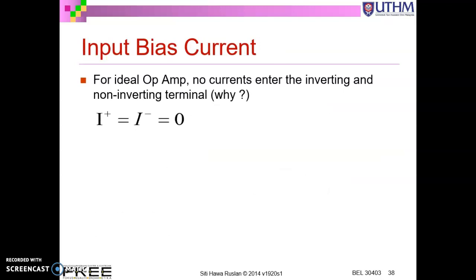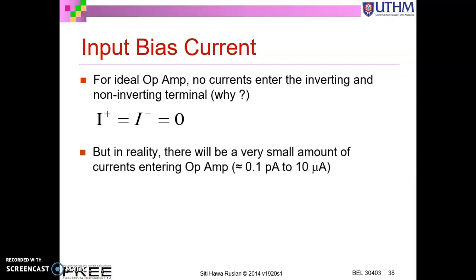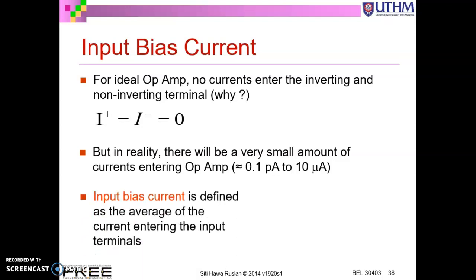We have said that for an ideal op-amp, there is no current entering the op-amp due to the high input impedance, which is infinity. We said that I plus equals I minus and the value is 0. But in reality, there is a very small current, around 0.1 pico to 10 microamp, actually entering the op-amp. Usually, since the value is very small, we can consider it to be 0.